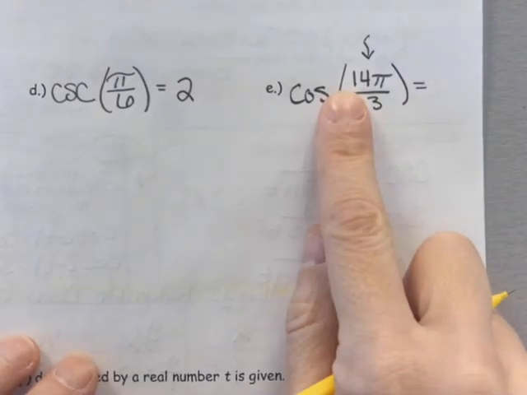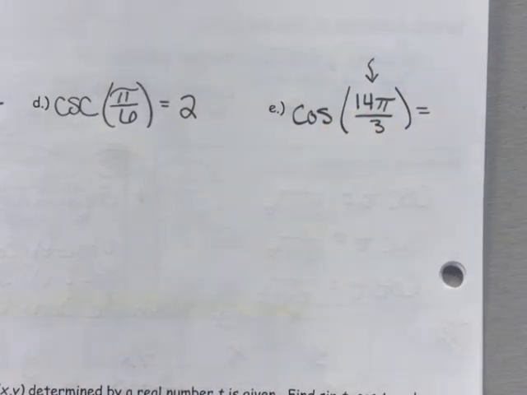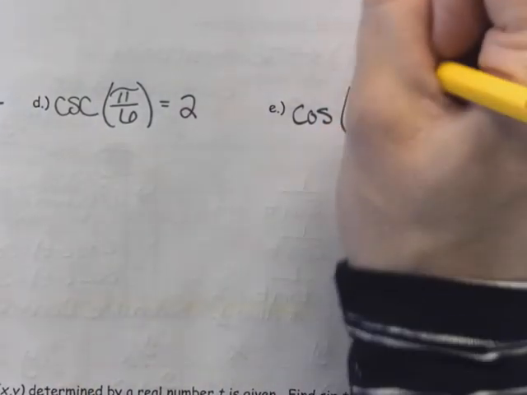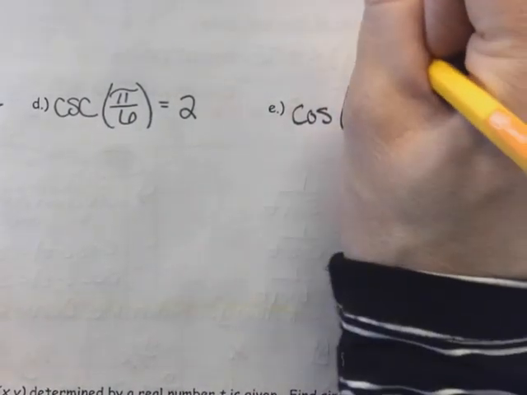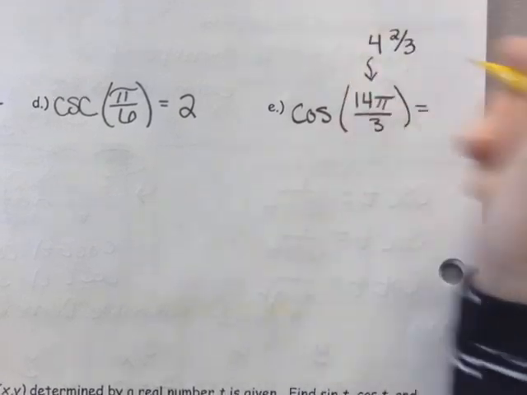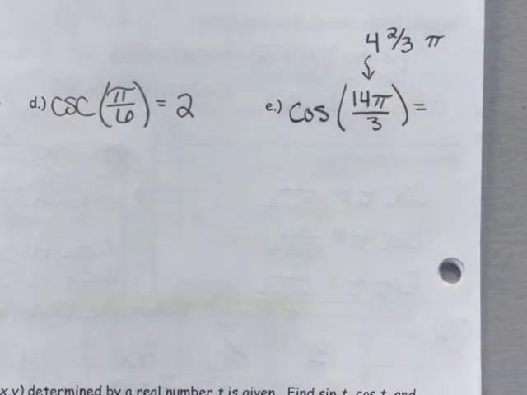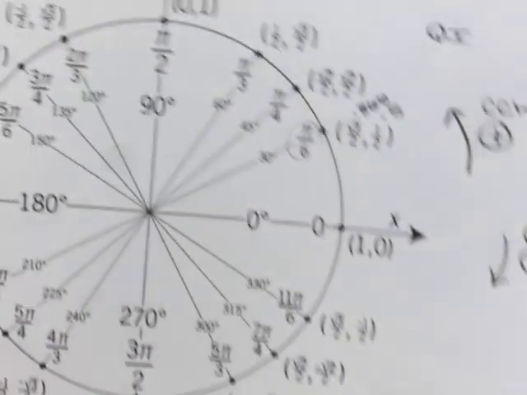So if I were to change this into a mixed number, how many times does 3 go into 14? 4, with a remainder of what? 2. All right, so it's the same as 4 2/3 pi. So we need to think about that as we traverse our unit circle.